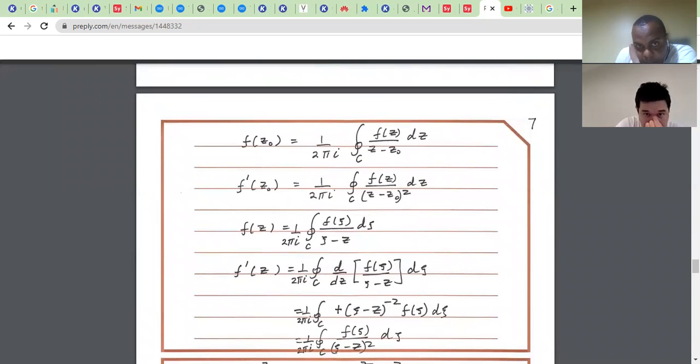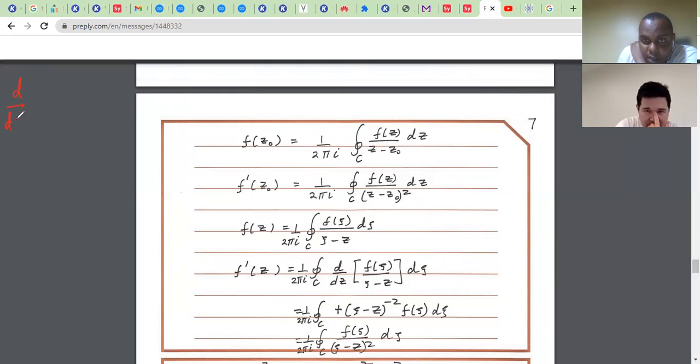So f prime. Oh, he's trying to. Okay, so f is that. F prime is that. Well, he did get a square. Okay, it's f prime, but it's not cubic, but it's the integral. Integration of our function. Why is it getting squared? Z minus z naught squared. He used the quotient rule.